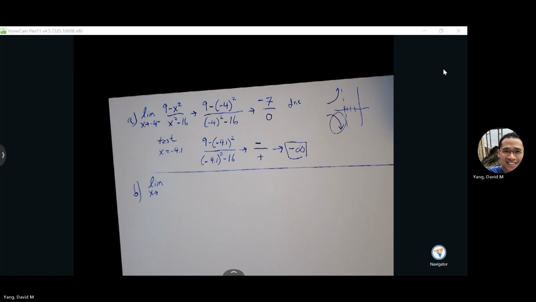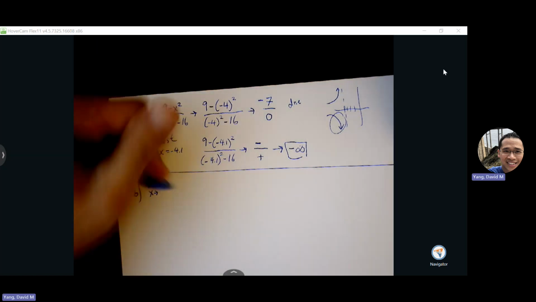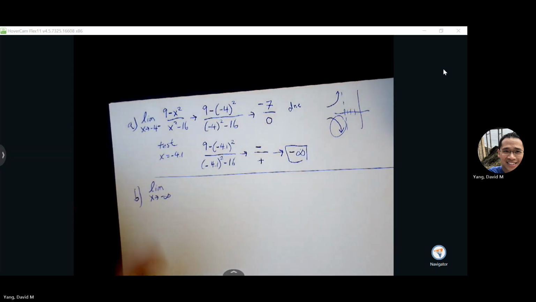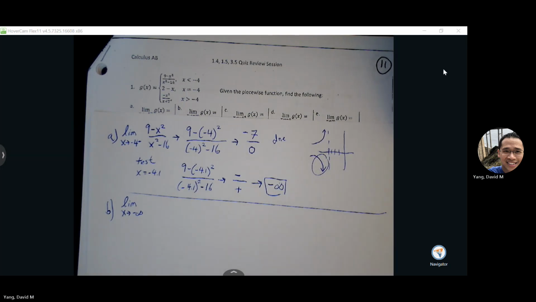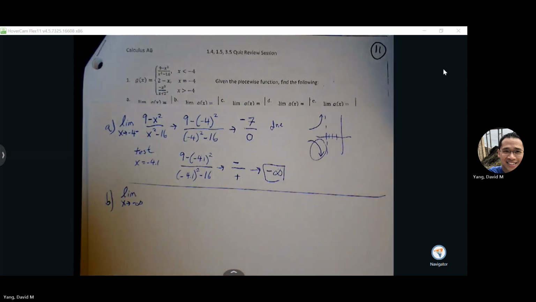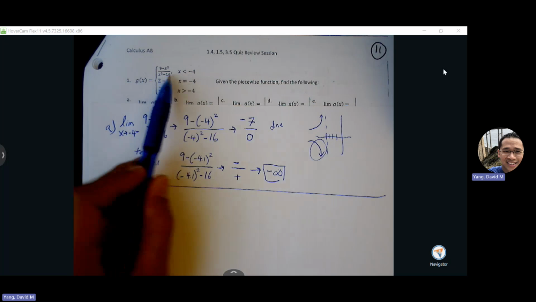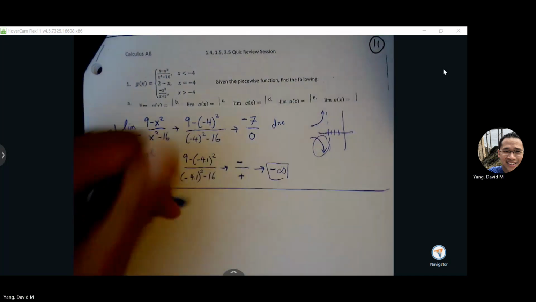Okay, part B. Approaching negative infinity. Which piecewise function are we choosing if we're headed towards negative infinity? Still the first one, right?